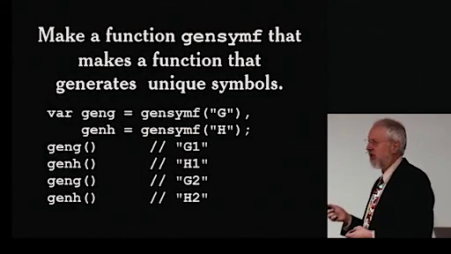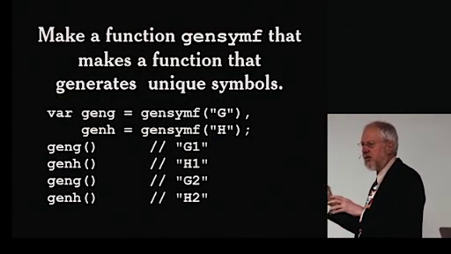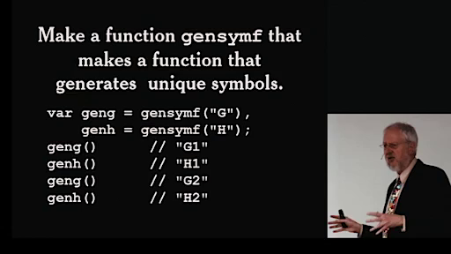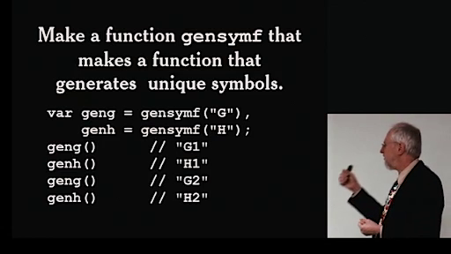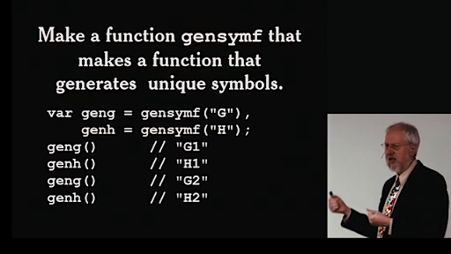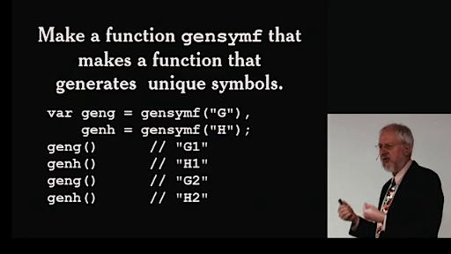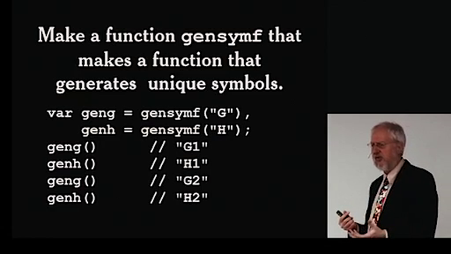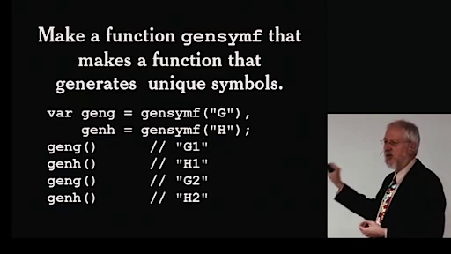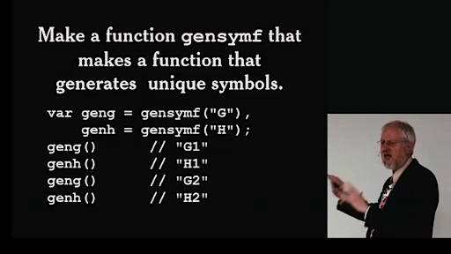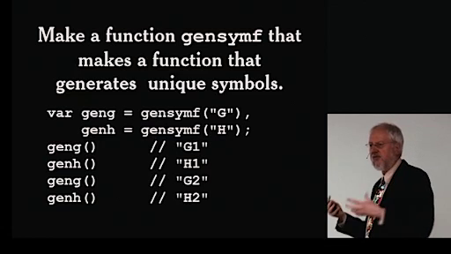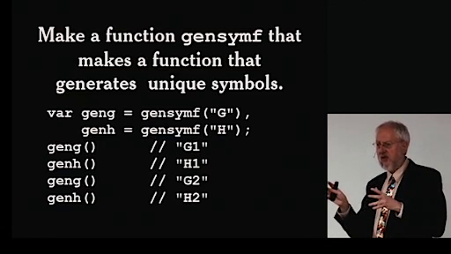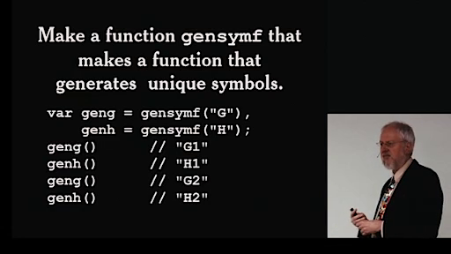Make a function gensimf that makes a function that generates symbols. So we're taking the generator idea and we're going to try to do something practical with it now. So gensimf is a symbol generator, or a factory that makes symbol generators, or things that make serial numbers. So we designate a serial number with a prefix. So you can send it any string and that becomes the prefix string. And then we will get a series of strings starting with that symbol.